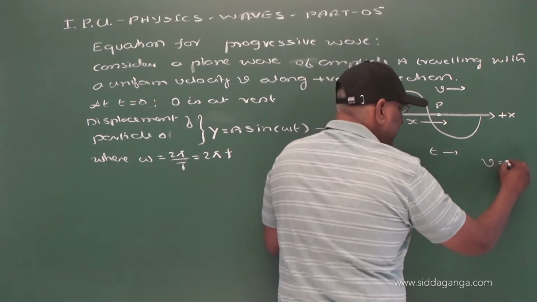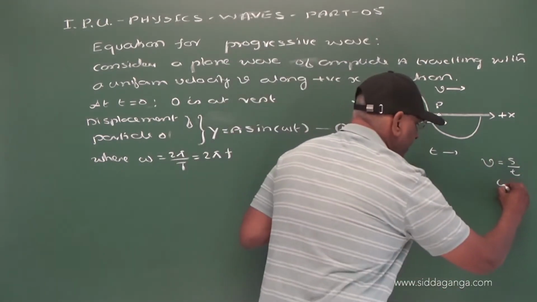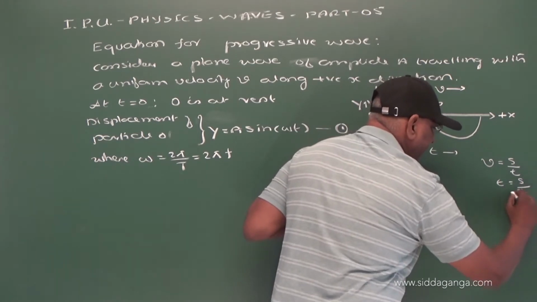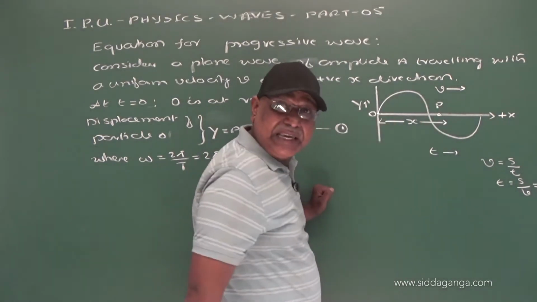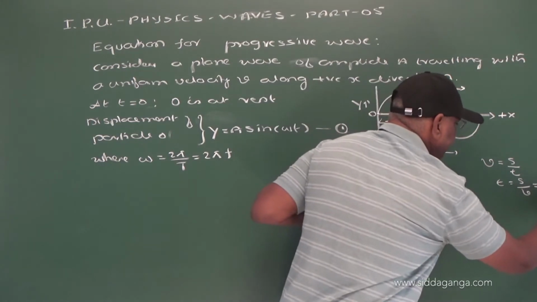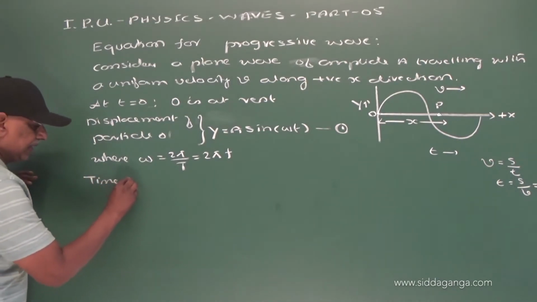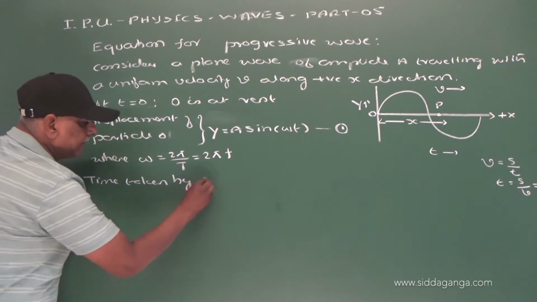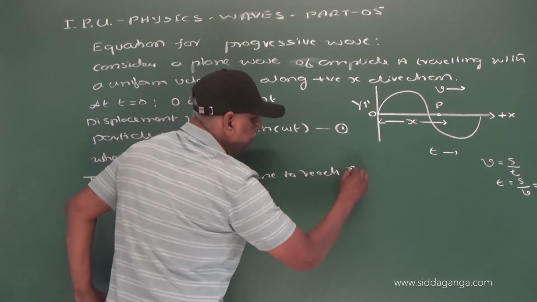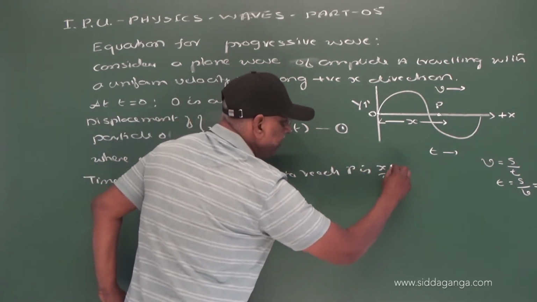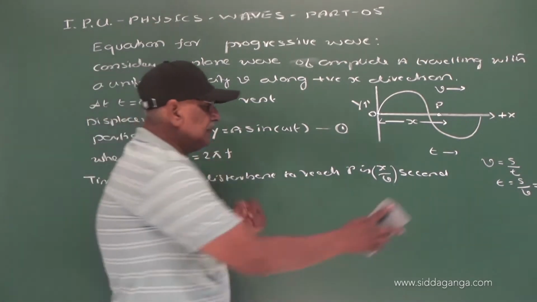We know that velocity is equal to distance travelled by time taken, or time taken is equal to distance travelled by velocity. Here the distance travelled by the disturbance is x and the velocity is v, so this is x by v. So that is the time taken by the disturbance to reach P, which is x by v second.